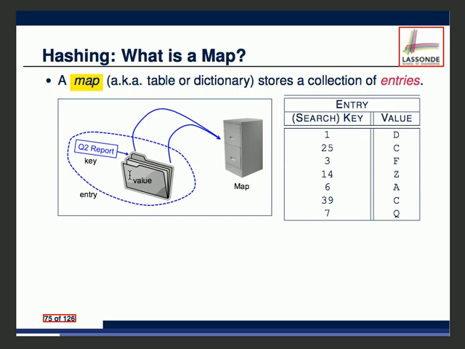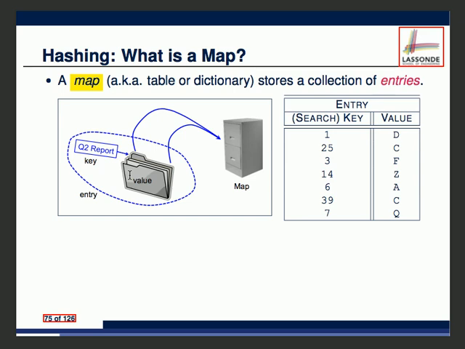The search key cannot have any duplicates. Imagine that in the dictionary, you got two words that have the same spelling. It'll be very confusing. So the search key must be unique. And then for the value, I simply say a string, like a size 1 string. It can be D, C, F, Z, A, C, and Q. So that's about key and value.